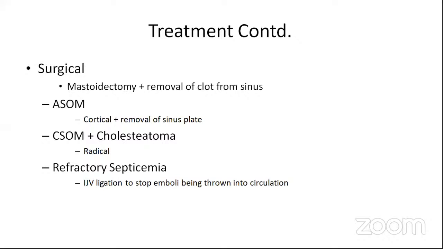In case of acute suppurative otitis media, you have to go for cortical mastoidectomy and removal of the sinus plate. Whereas in chronic suppurative otitis media with cholesteatoma, we go for radical mastoidectomy. That is, we remove the entire mastoid air cells. If there is sigmoid sinus thrombosis, we have to thin out the bone around the sigmoid sinus and remove the thrombus. If it is refractory septicemia, then you have to go for internal jugular vein ligation to stop emboli being thrown into the circulation.